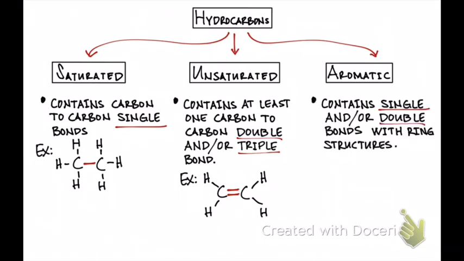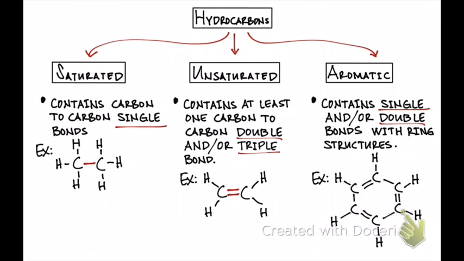Aromatic, on the other hand, is an example of a hydrocarbon containing single and/or double bonds with ring structures. So basically you have carbon-to-carbon bonds, a bunch of carbons that are bonded together and form a ring, a closed loop. Here's an example. This is one perfect example of an aromatic hydrocarbon. It's benzene. Okay, so you have alternating double and single bonds, and it forms a ring, a closed structure.